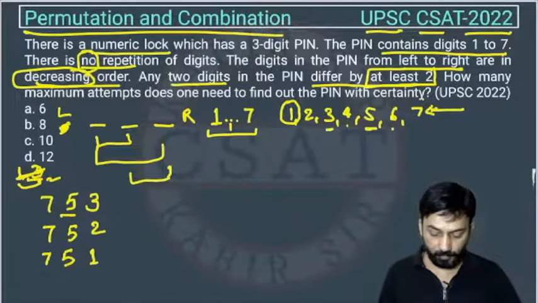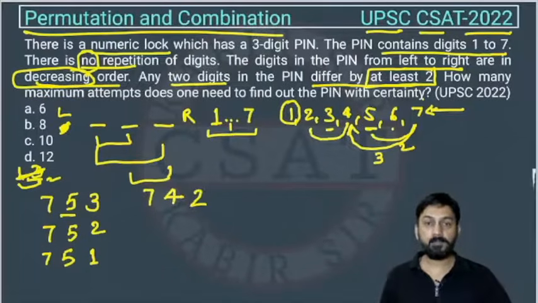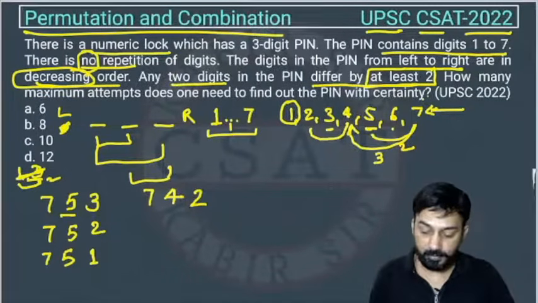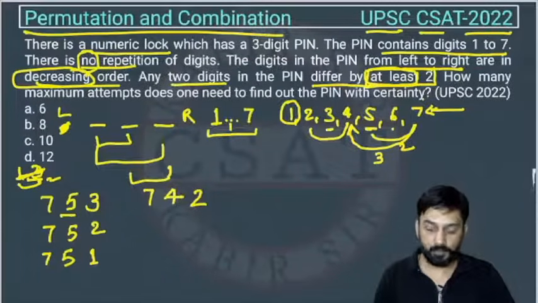Now suppose this is 7 again. Now after 7, 5 is allowed because the difference is 2, and now I can select 4 also, because here the difference is 3, more than 2. So it can be 7, 4, then after 4 it will be 2. It cannot be 3 because we have to maintain at least, this keyword is important, at least. कम से कम डिफरेंस 2 तो होना चाहिए, 2 से कम नहीं होना चाहिए, 2 से ज्यादा हो सकता है डिफरेंस। So 7, 4, 2.